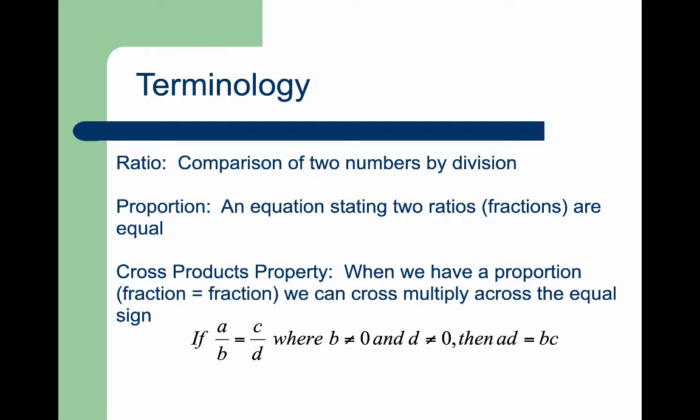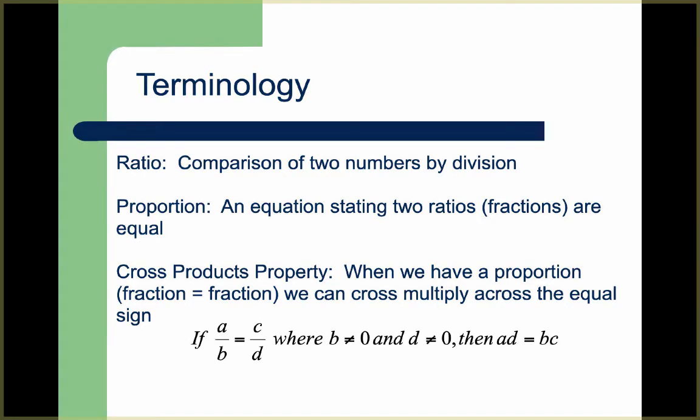And then we have this thing called the cross product property. When we have a proportion, where we have a fraction equal to a fraction, we can cross multiply across the equal sign. You've seen this before. If we have a over b equals c over d, and b and d are not 0, because we can't divide by 0, then we can cross multiply across the equal sign and take a times d equal to b times c. And then we can solve from there. That is our cross products property.